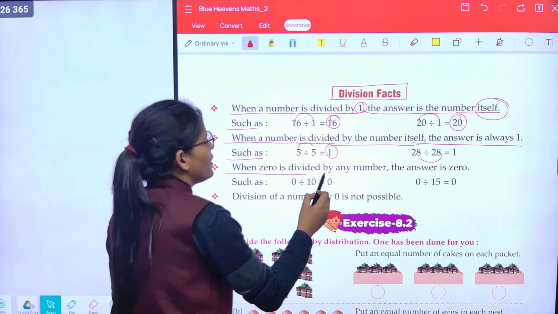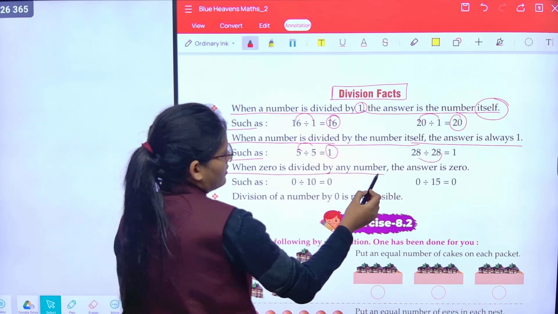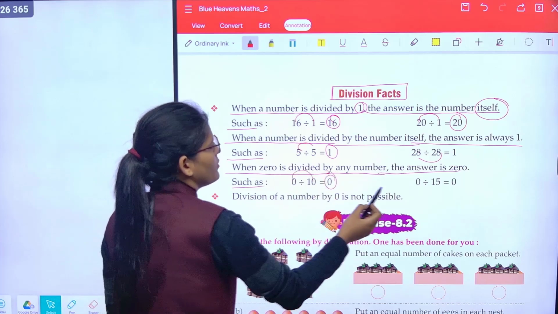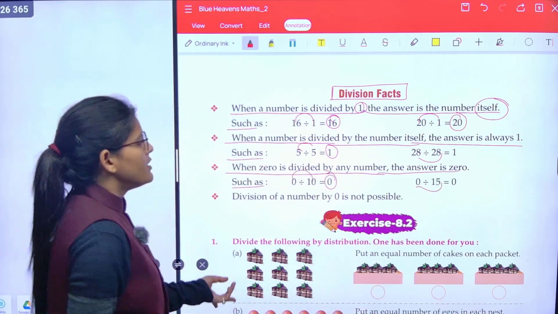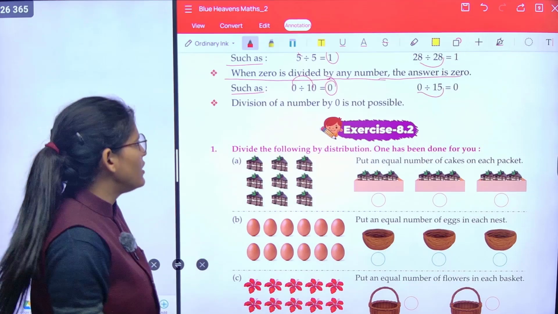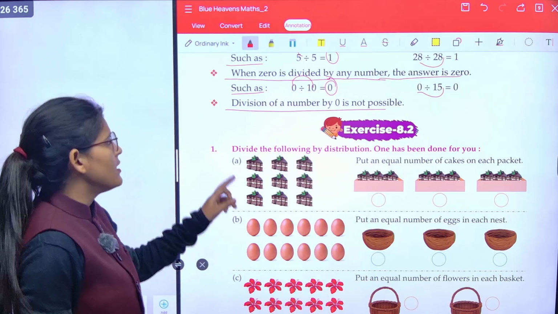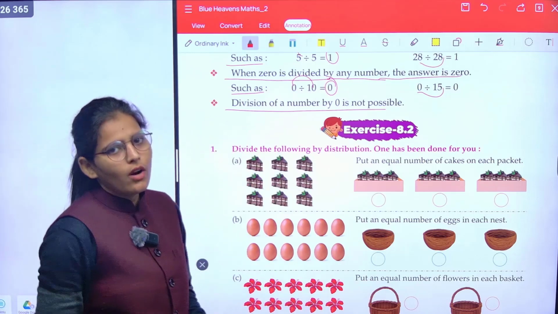Now when 0 is divided by any number, the answer is 0. Such as 0 divided by 10 is 0, 0 divided by 15 is equal to 0. Division of a number by 0 is not possible.